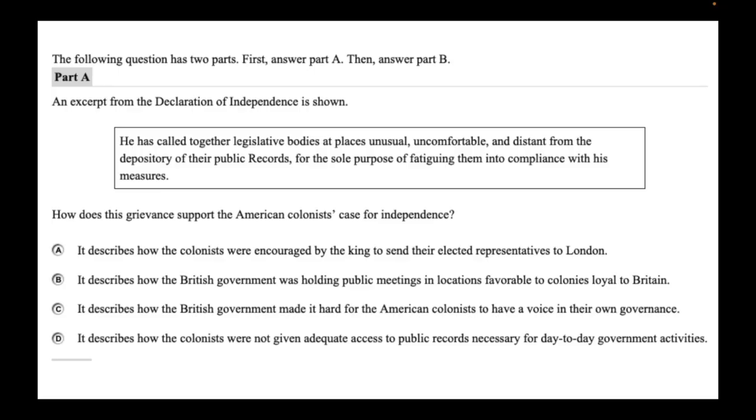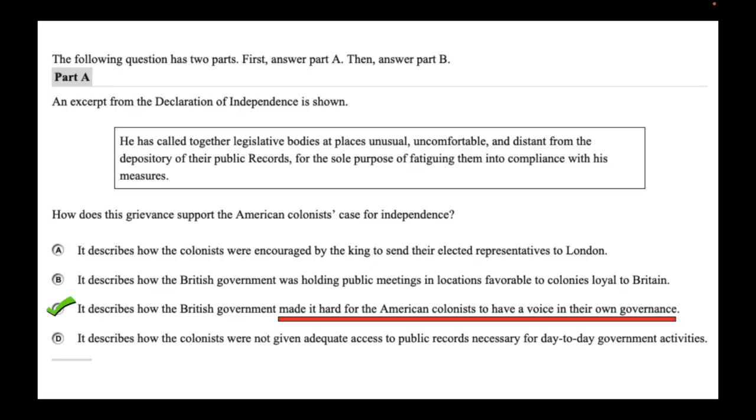So if we look at our possible options down here, how does this fit into the case? These legislative bodies having to meet in uncomfortable and distant positions made it hard for the American colonists to have a voice in their own governance. So the grievance is, hey, you're making this really difficult for us. We can meet, but you're forcing us to do so farther away from where we typically meet. You're making it hard for us to have a voice in our government. You're making it challenging. So that is the grievance here, and this would be your answer: making it hard for the colonists to have a voice in their own governance.